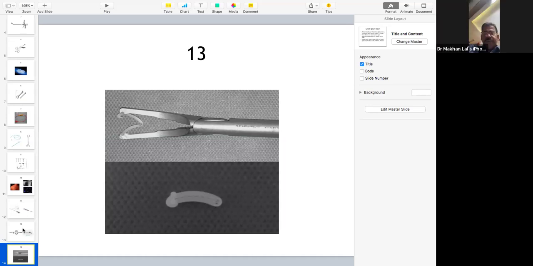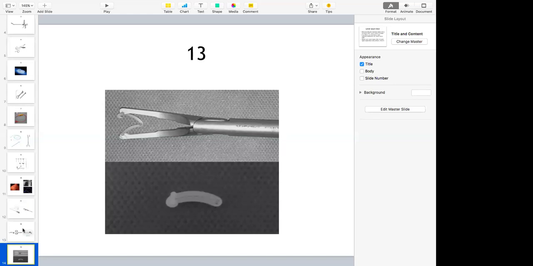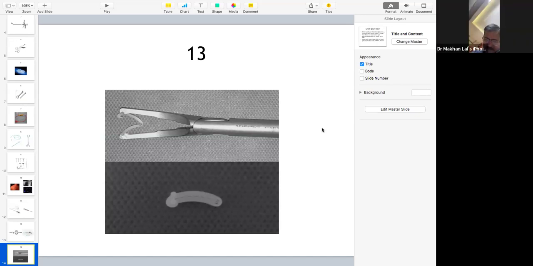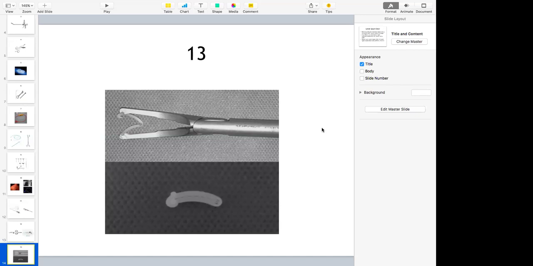Do you need to clip all the adrenal arteries all around, or need to clip only one vessel? What is the blood supply of the adrenal gland? There are multiple arteries. Among them, the named arteries, what are the named arteries? Superior suprarenal, middle suprarenal and inferior suprarenal.